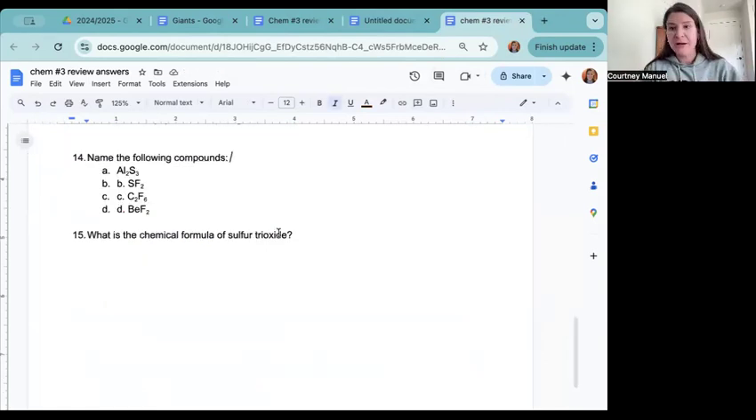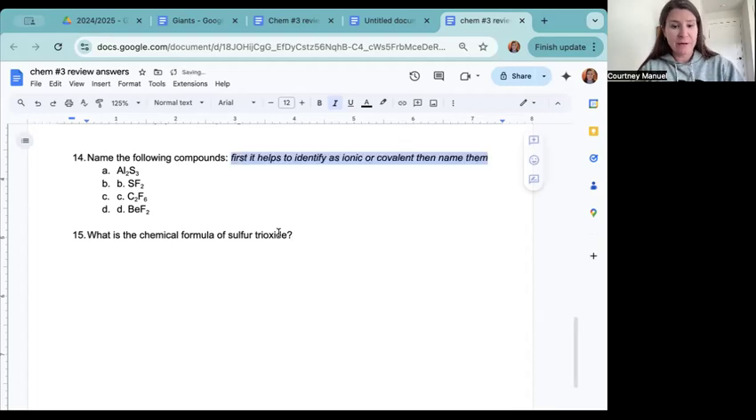Okay, naming compounds. This is historically a challenging spot for students. And the first thing I recommend is identify if it's ionic or covalent, because it has two different ways that we're naming them, which was on the worksheet that you did in the video last time. So step one, ionic or covalent. So let's check out this first one.